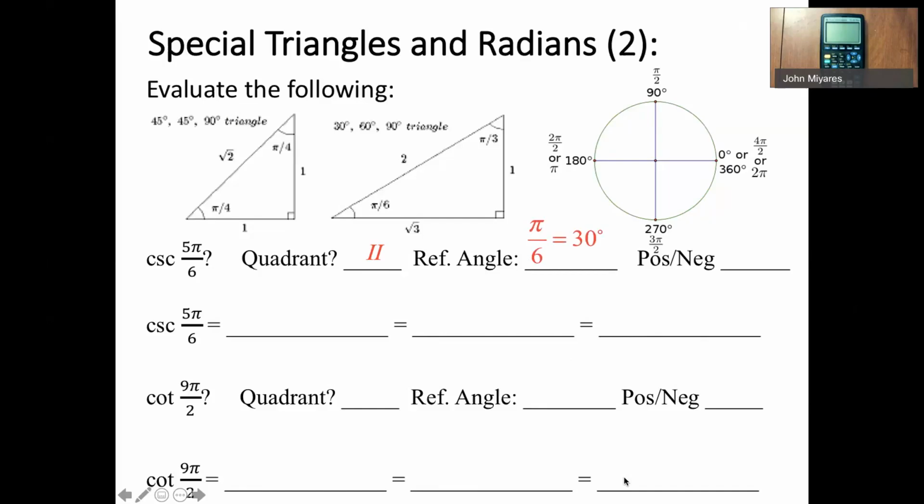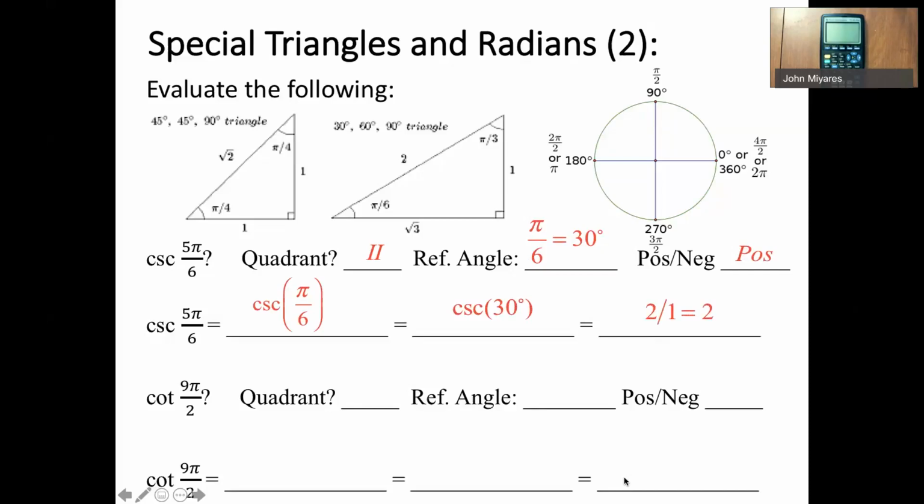In quadrant 2, the sine function will be positive, which means the cosecant, its reciprocal, will also come out positive. So the cosecant of 5 pi over 6 will equal the cosecant of pi over 6 radians, or equivalently, the cosecant of 30 degrees. Looking at our reference triangle, knowing that the sine of 30 degrees equals 1/2, then the cosecant is going to equal 2 over 1, or just 2.